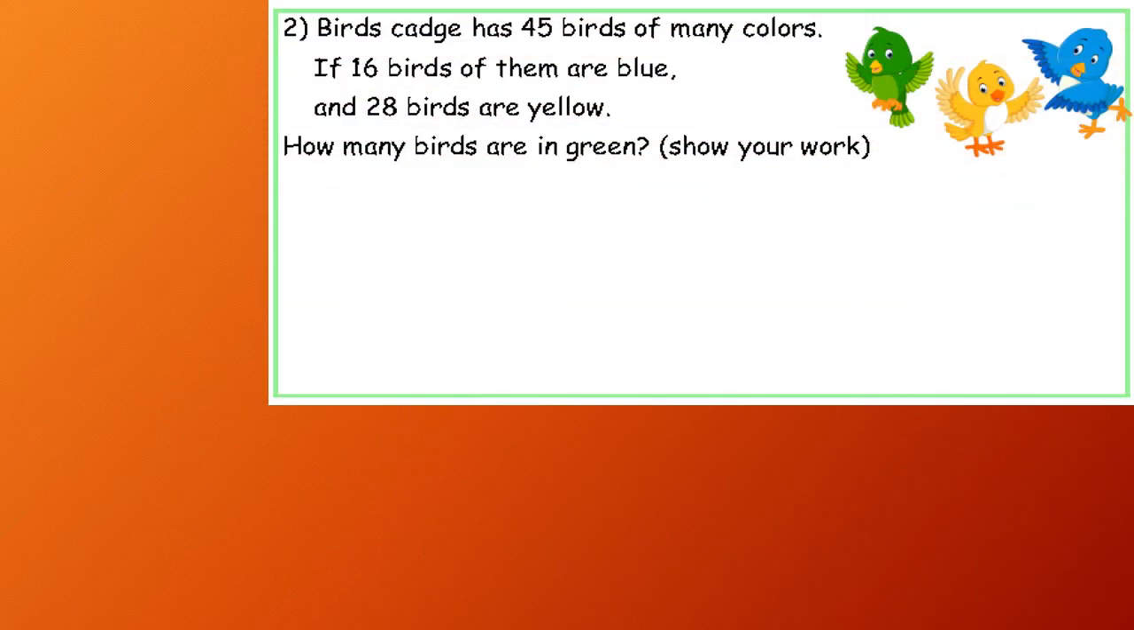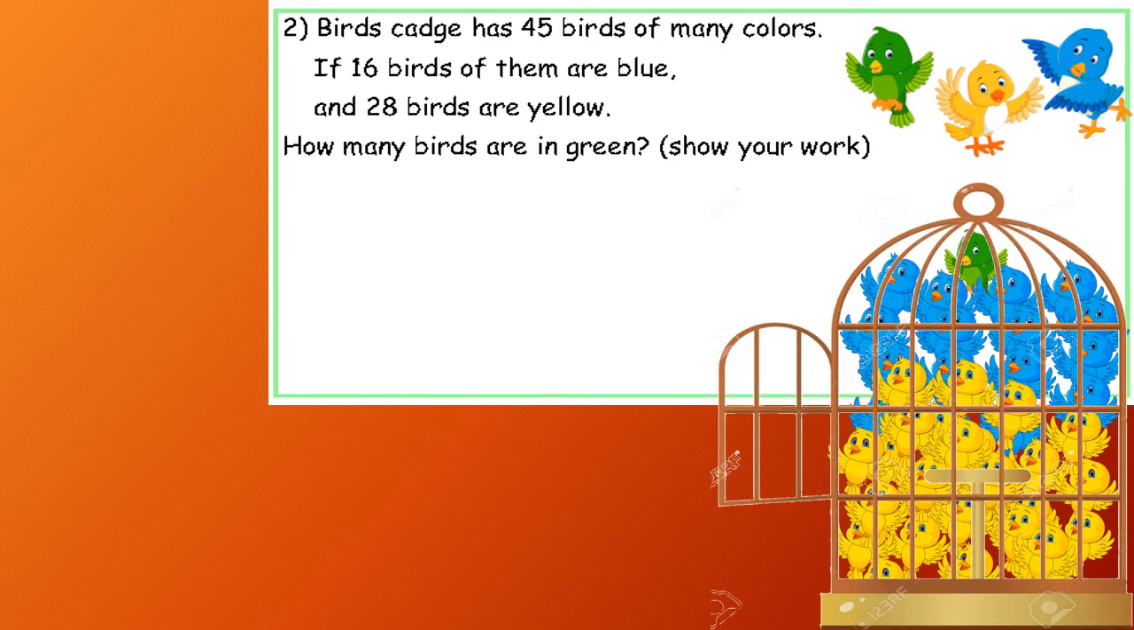Number 2. A bird's cage has 45 birds of many colors. If 16 of them are blue and 28 birds are yellow, how many birds are green?